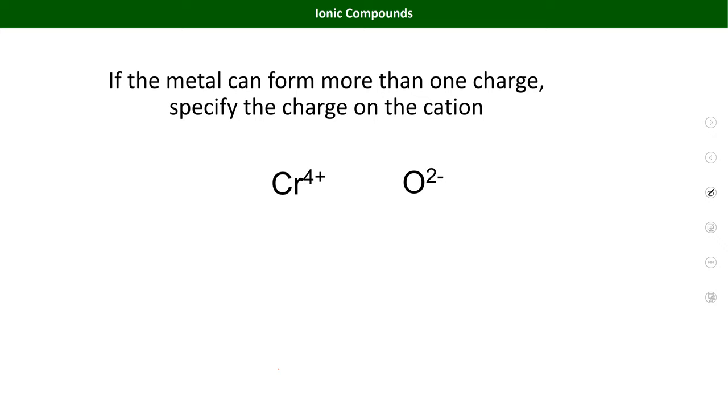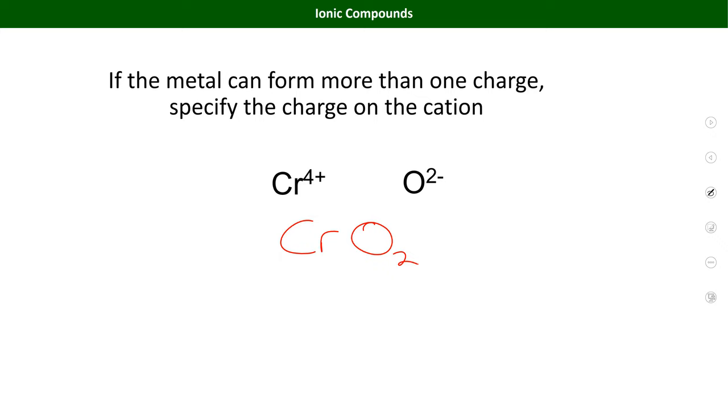We need two oxygens for every one chromium, right? So CrO2. It's another case where just switching the charges doesn't work, right? So you can use that approach, but then remember to reduce it to your lowest whole number ratio.